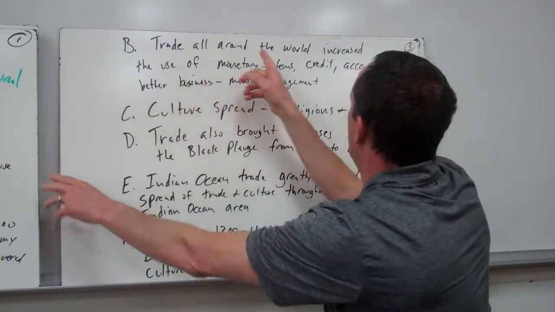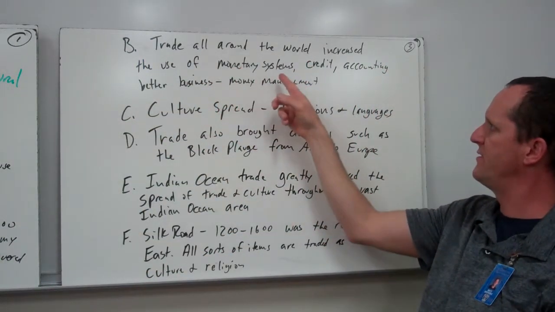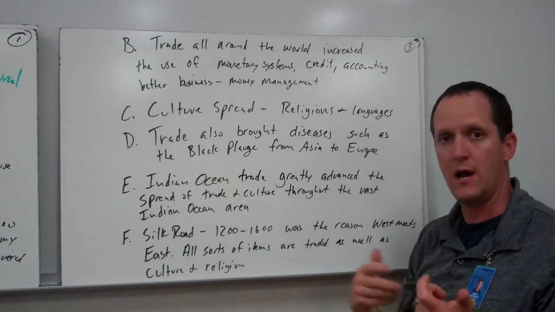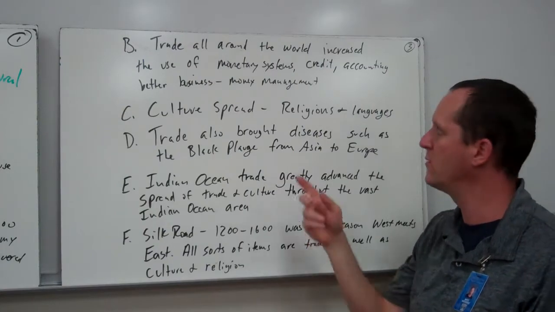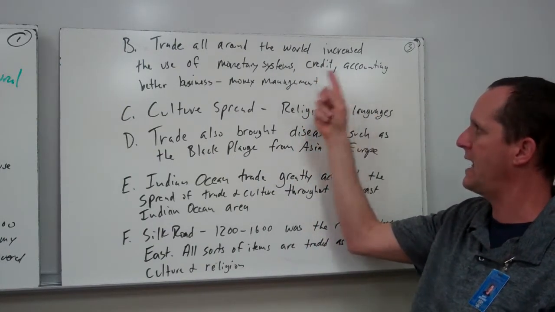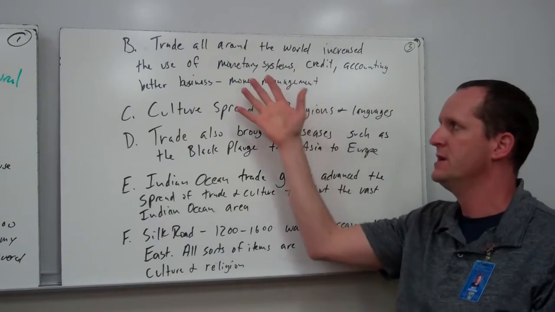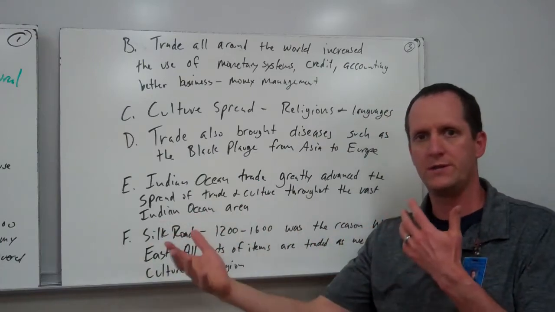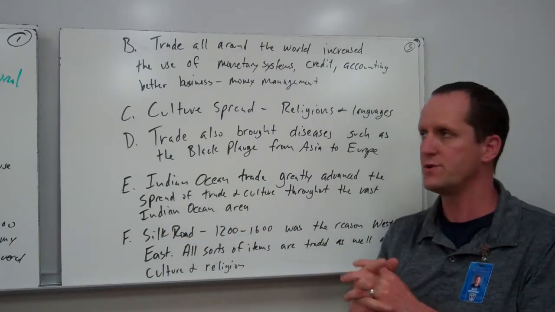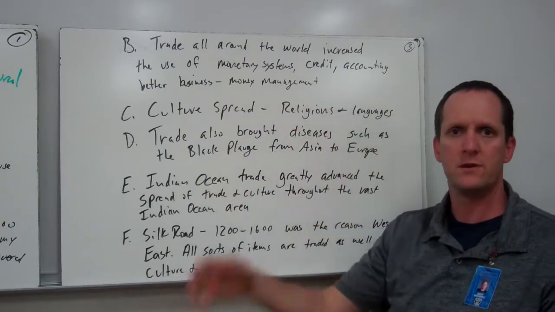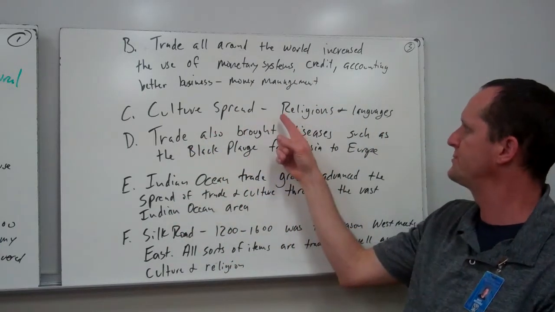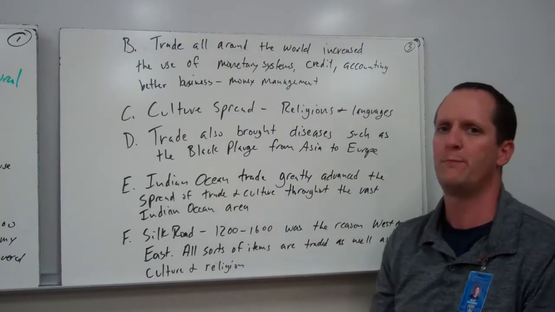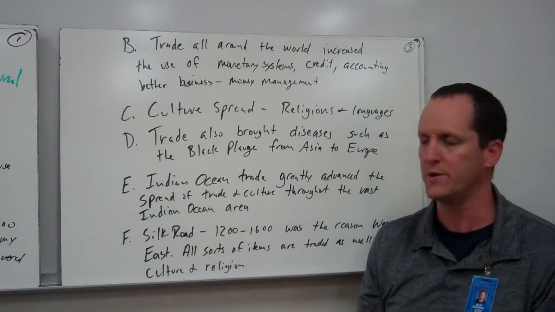Okay, trade all around the world increased. The use of monetary systems. So with trade, people had to have a way to buy and sell things that were equal. The use of credit, accounting, better business, money management. So trade increased not only the ability to trade stuff and make money off of those trades, but it increased banking systems as well. Cultural spread, religions, languages. Trade also brought diseases such as the Black Plague from Asia to Europe, which killed millions of people.